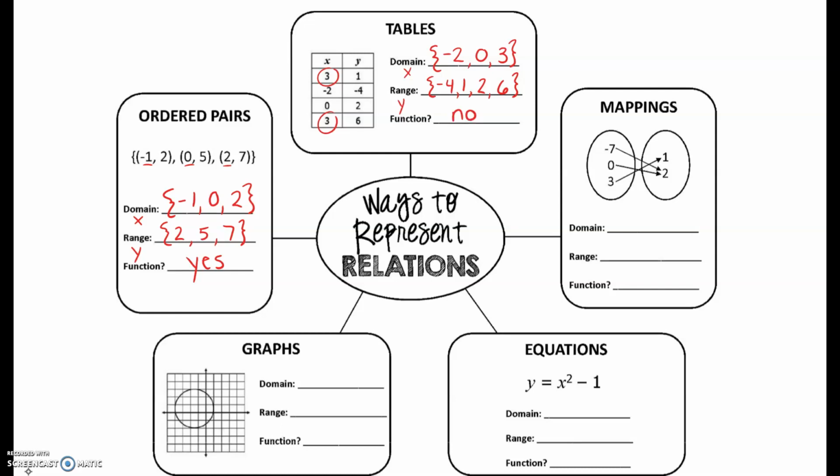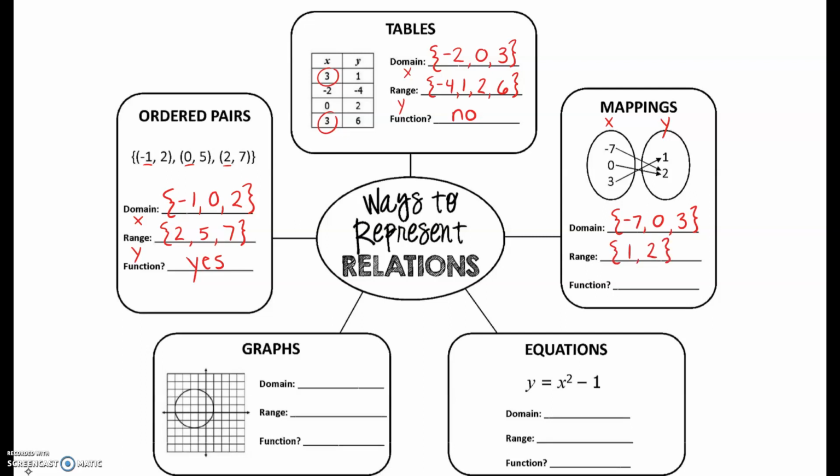In our mapping diagram, we want to remember that the x values are on the left and the y values are on the right. So the domain of this function is -7, 0, and 3. The range of this function is 1 and 2.